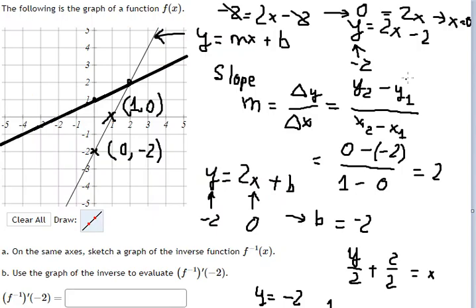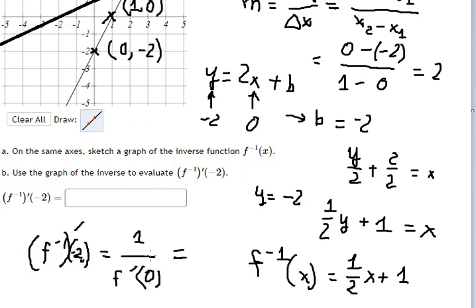So first derivative of this one, we have 2. So that means we put 2 in here. And this is the answer.